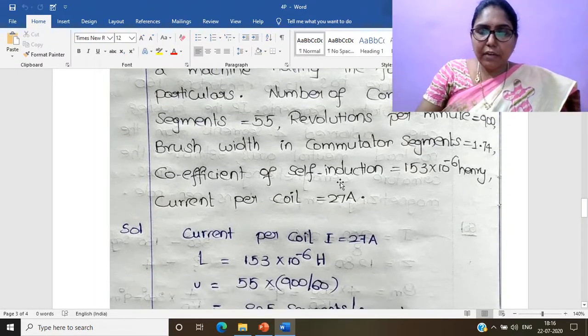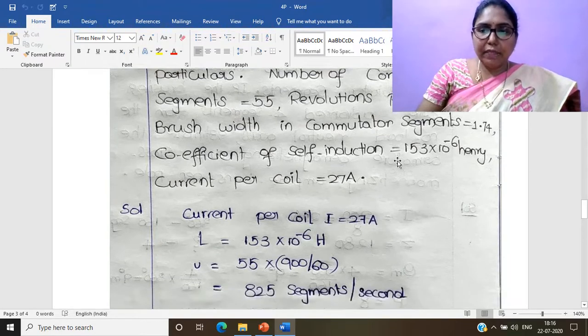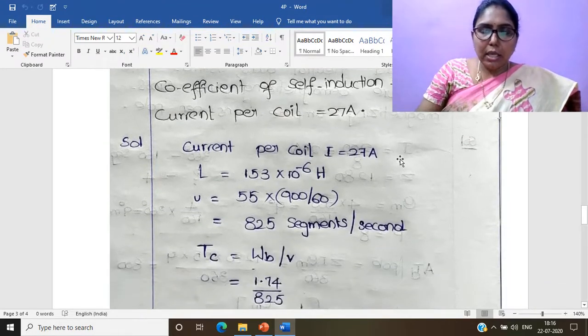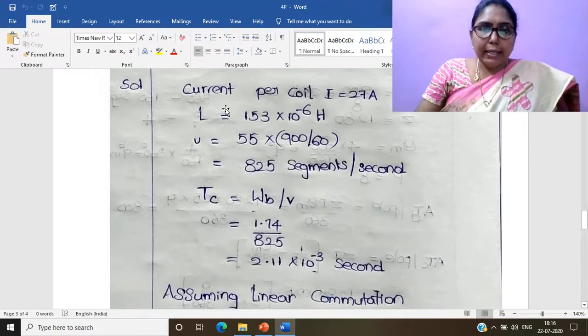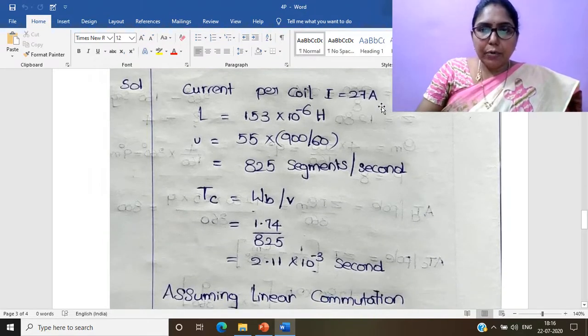The coefficient of self inductance is also mentioned, that is 153 into 10 power minus 6 henries. And one more piece of information they have given: current per coil is 27 amperes. So with this information we are going to start solving this problem. Current per coil I equals 27 amperes, and the L value is 153 into 10 power minus 6 henries.